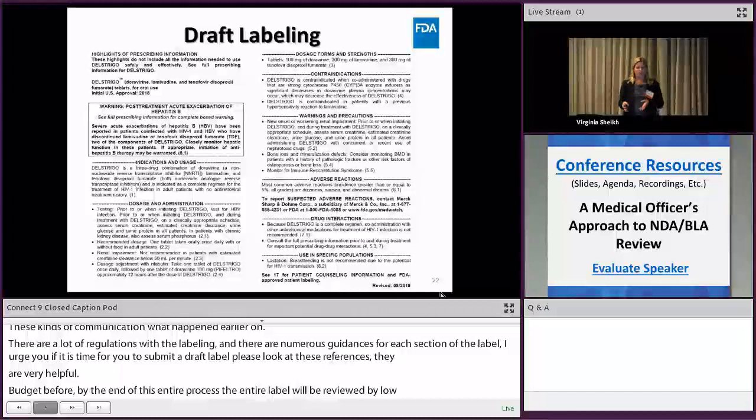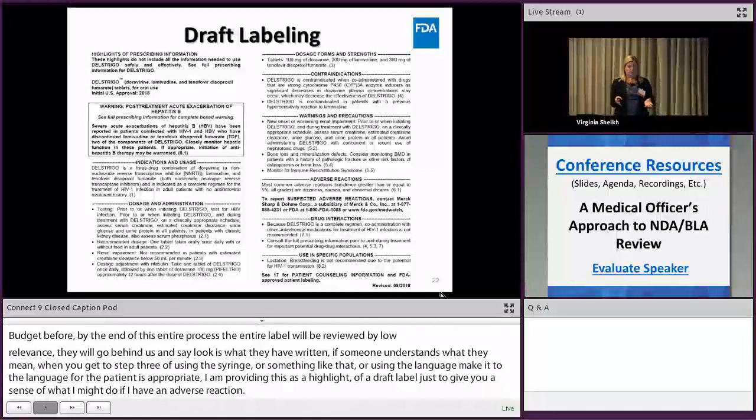So I'm providing this as a highlights of a draft label, just to give you a sense of what I might do if I have an adverse reaction. So I have a whole bunch of different options. I could include it in adverse reactions, which is basically a summary of the adverse reactions that happened in the trial. I can put it in warnings and precautions, which kind of elevates it. It makes it a little bit more prominent of a feature. So if it's really important that it needs a little bit more communication about that issue, it'll be there.